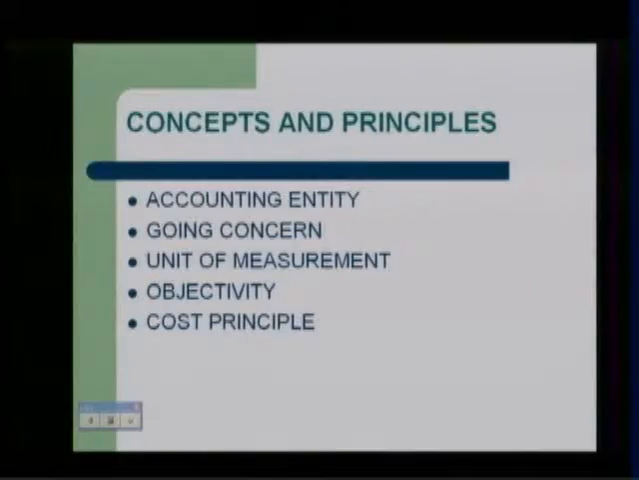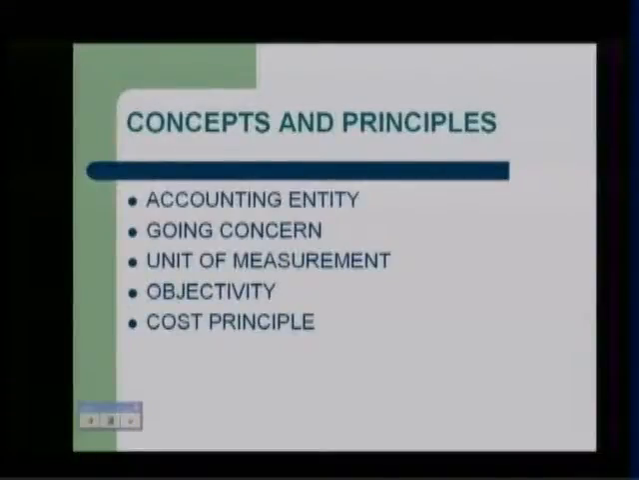Let's start with accounting entity. Previously we talked about the fact that when we do financial statements, we do them for one particular entity. We don't mix the owner and his or her firm. We do it either for the firm or for the owner, not for both, not any combined. That's what we call the accounting entity.